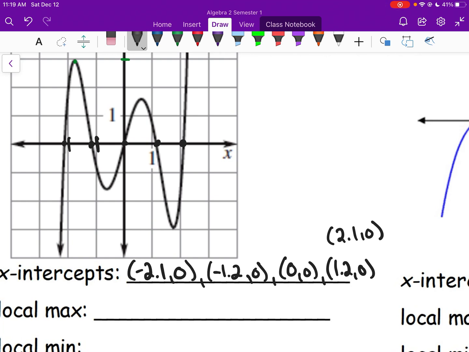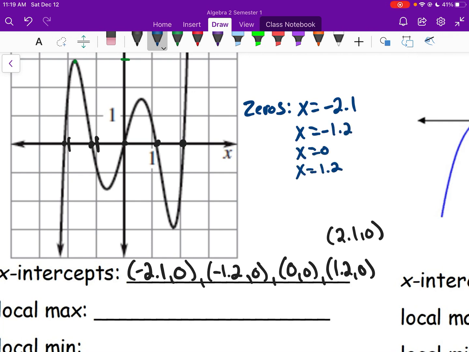Now, for these x-intercepts, I could also ask them as zeros. So the difference between a zero and an x-intercept is zero is asking for that x value that makes the function 0. So in that case, for this one, if I ask for zeros, you're just going to write the x-coordinate of those. So know the difference between zeros and x-intercepts.